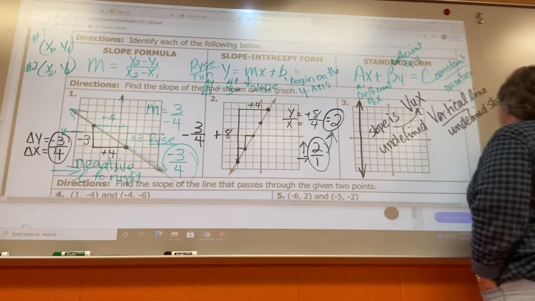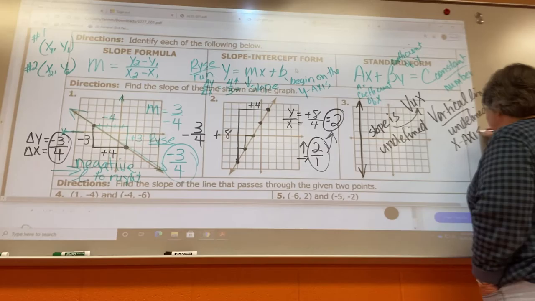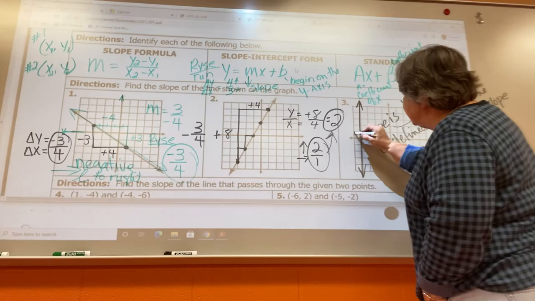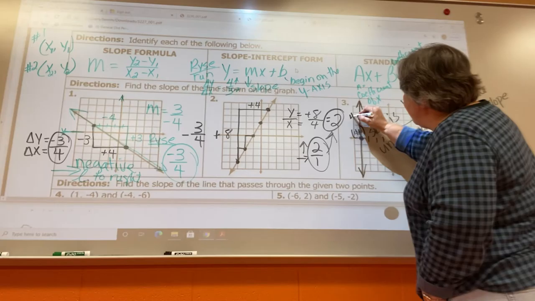-3/4 and 3/-4 are both negative, both negative slopes. So it doesn't matter which way you write it. It can be this one or this one, or you can just write negative out here and put 3/4. But when you count it, you've either got to put your negative with the 3 or your negative with the 4. Okay, let's move on to this next one.